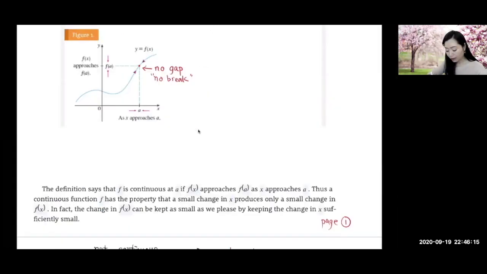The definition says that function f is continuous at this a if f of x is going to approach f of a as x approaches a. So a small change in x produces a small change in f of x. In fact, the change in f of x can be made as small as we want by keeping the change in x sufficiently small.